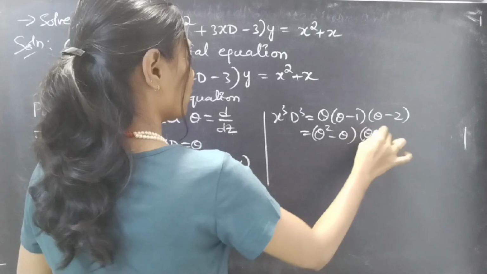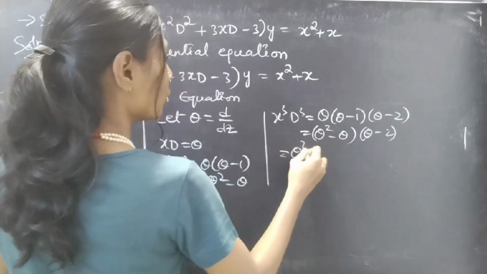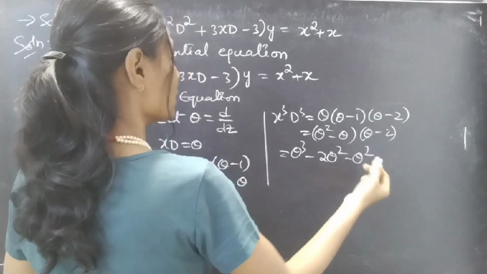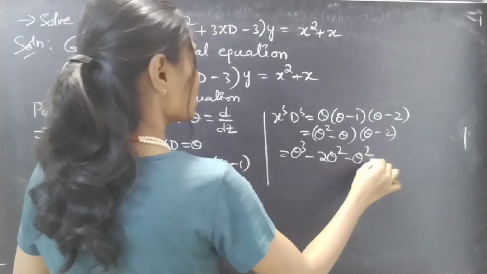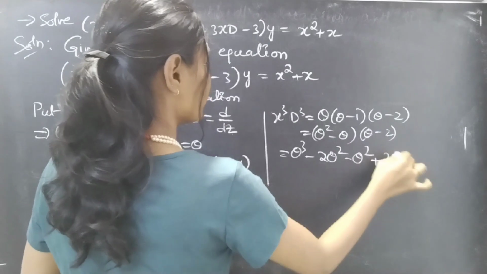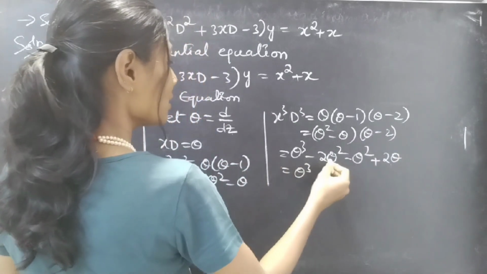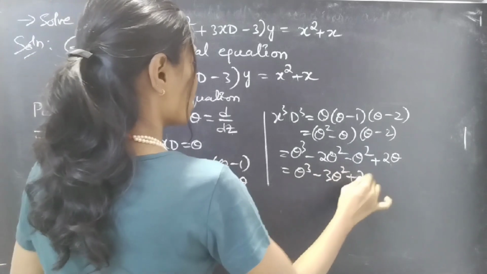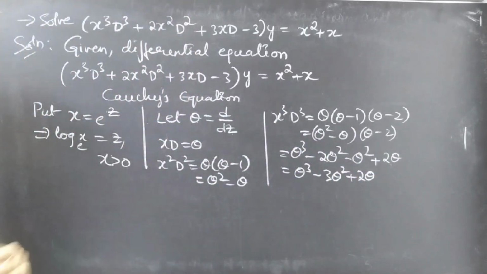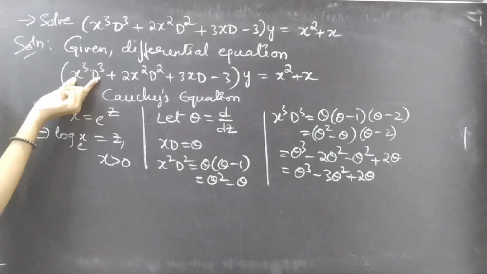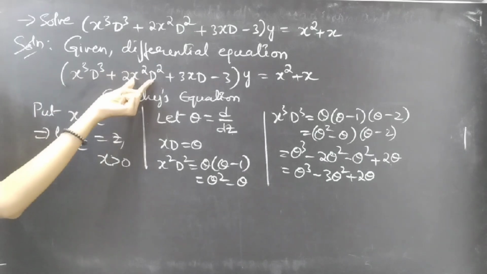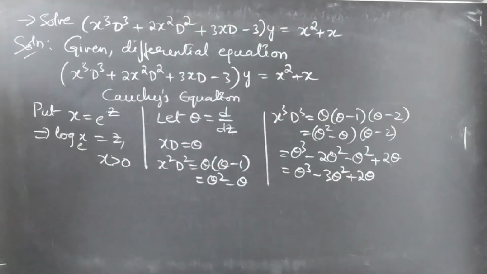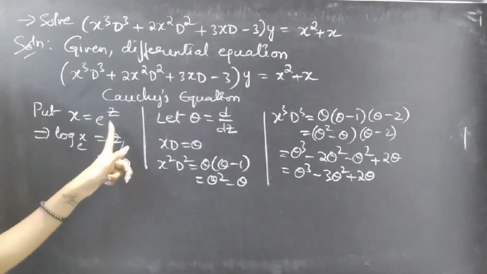We know that theta of theta minus 1 is theta square minus theta, right? Now let's multiply these two. We'll get theta cube minus 2 theta square minus theta square, which is minus 3 theta square plus 2 theta. Now let's replace x cube D cube by theta of theta minus 1 into theta minus 2, x square D square by theta of theta minus 1, xD by theta, and replace x by e power z.